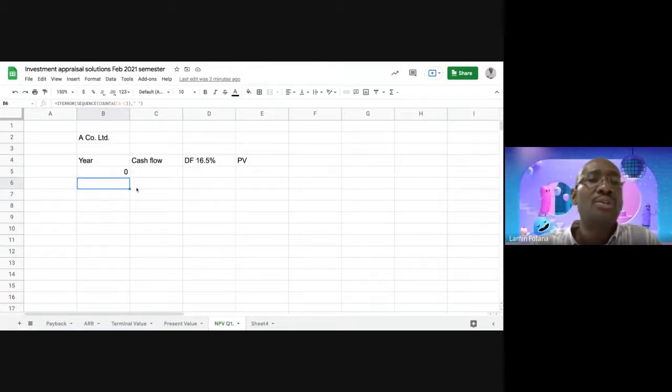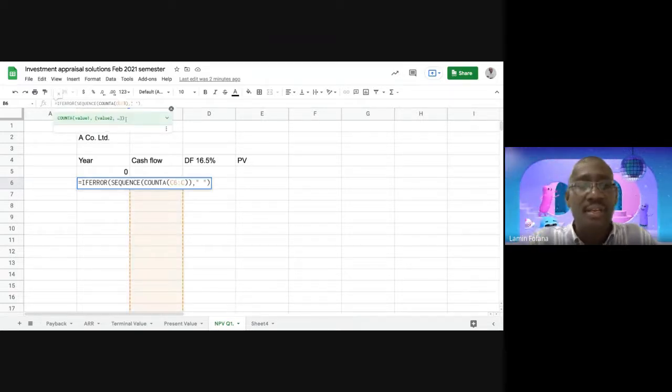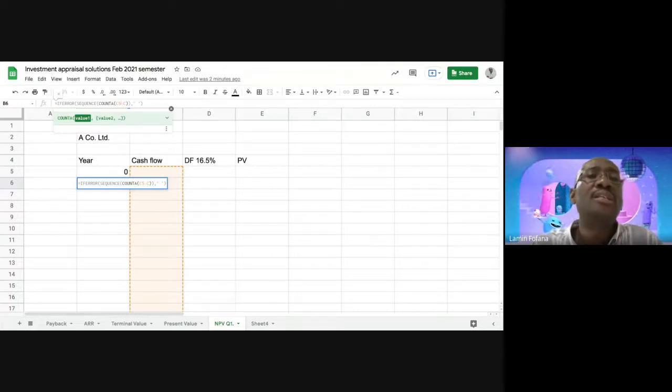So where do we want to count? We want to count from C6. In fact, we can start from C5. Let's start from C5, all the way to C, and what that means is infinite. If we put all the way to C100, and we have any cells beyond C100, it's not going to capture it. So if you say C5 to C, that means everything between C5 and the last cell on the C column is going to be captured. Have you seen it, Francis?